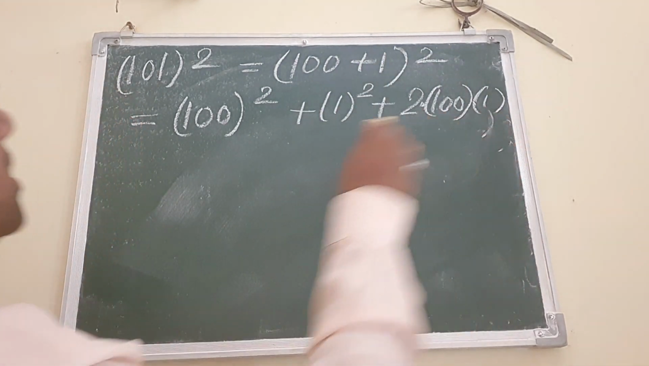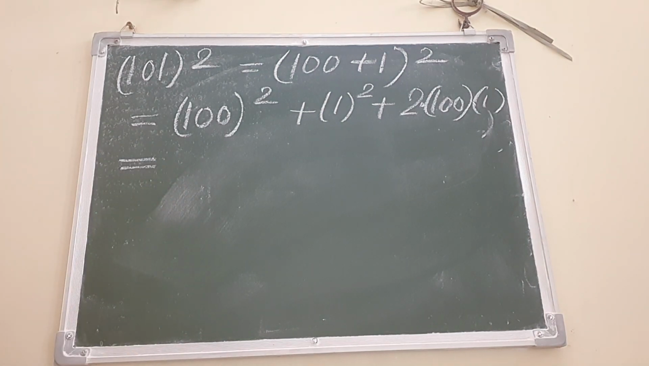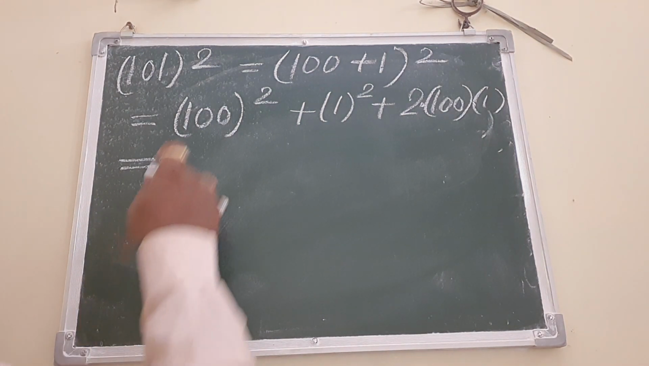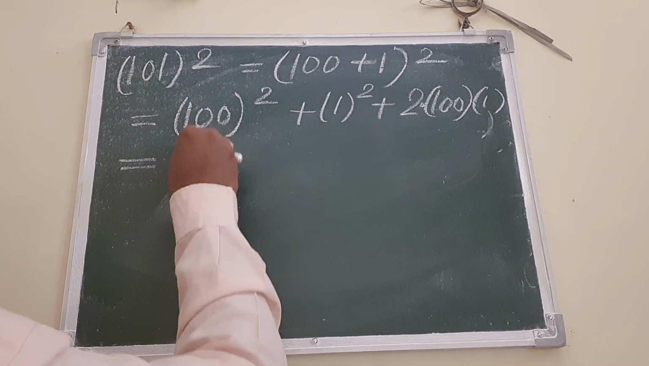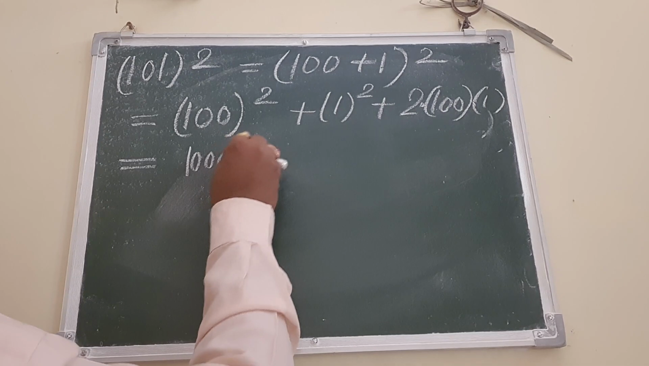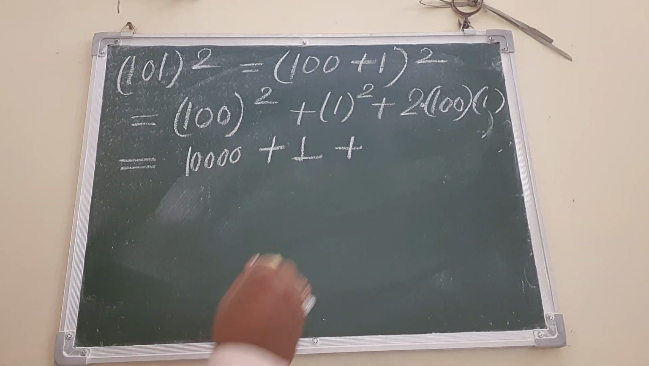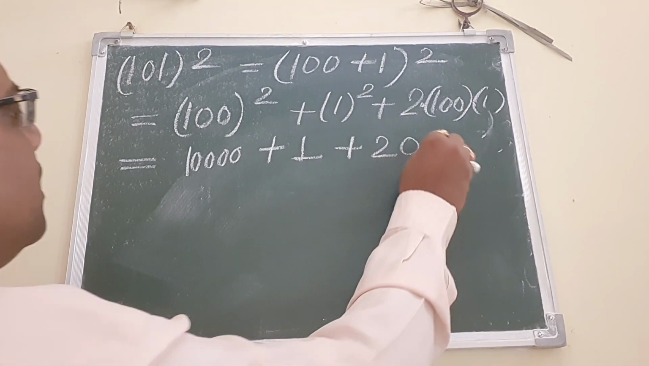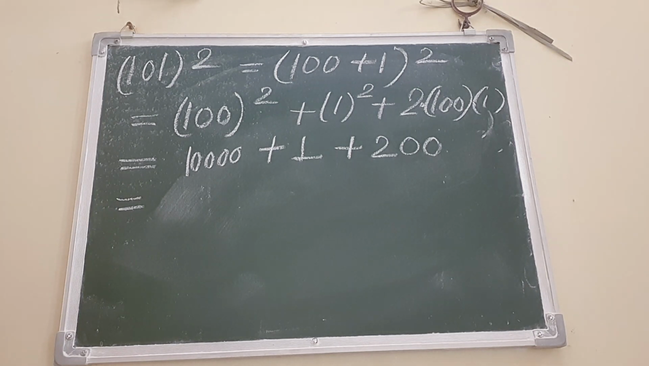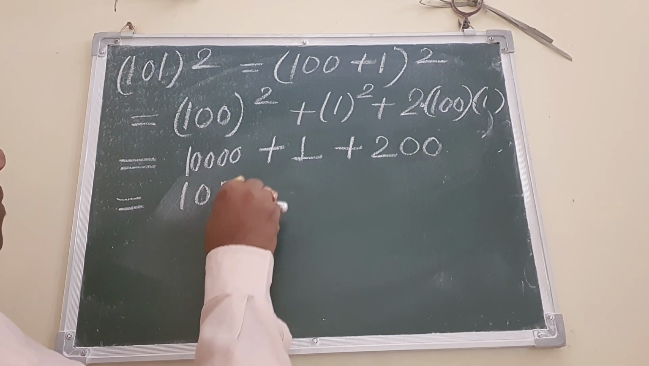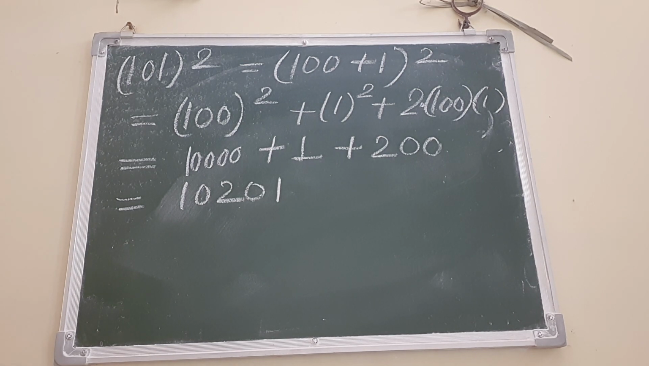So this is our equation. It is a square plus b square plus 2ab, expansion of a plus b whole square. So it becomes 100 square is 10000, plus 1 square is 1, plus 2 into 100 into 1, that is 200. So adding it, it becomes 10201. This is our answer. So I think you all might have understood this question.